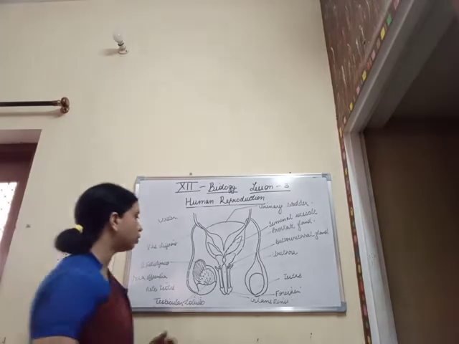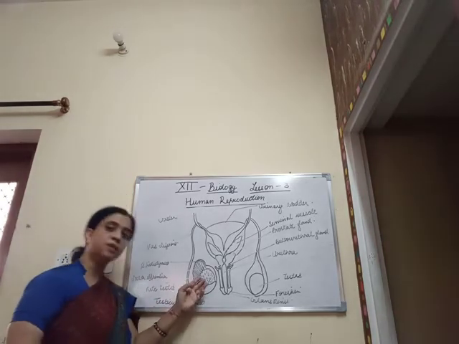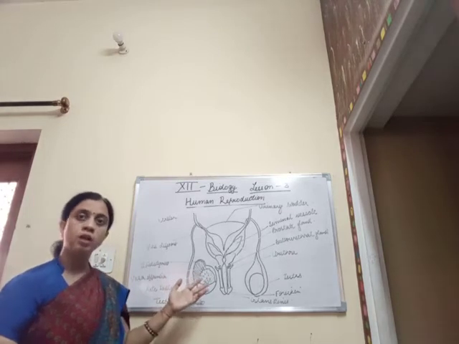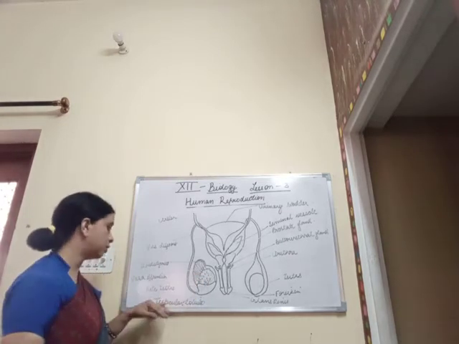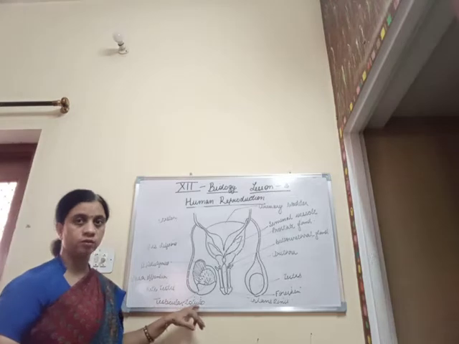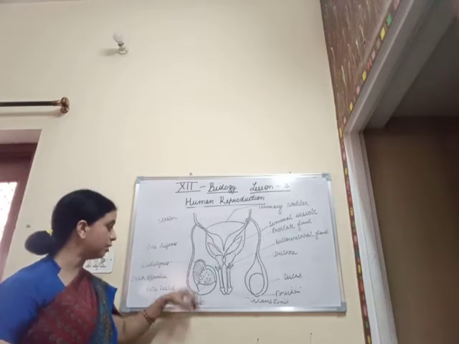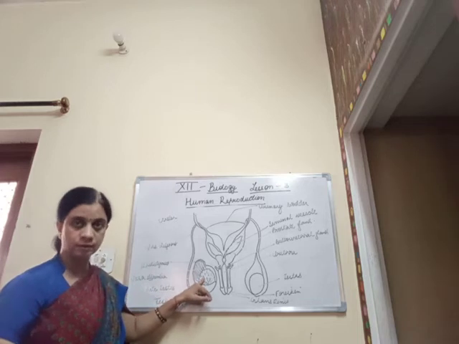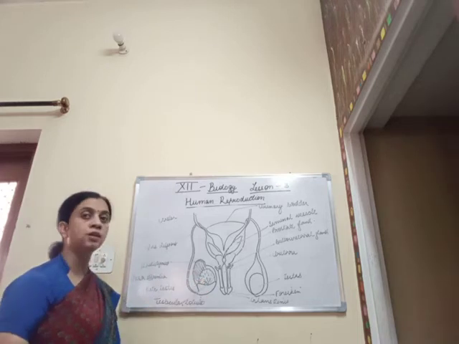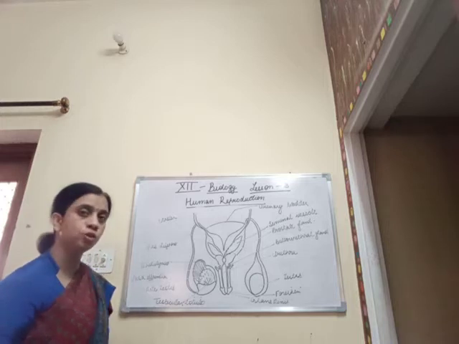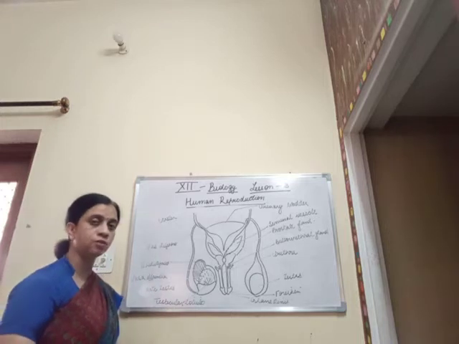Now, each testis, as I told you, consists of a large number of testicular lobules. Around 200 to 250 testicular lobules are present within each testis. Each testicular lobule in turn consists of seminiferous tubules. We are going to study the detailed structure of that.